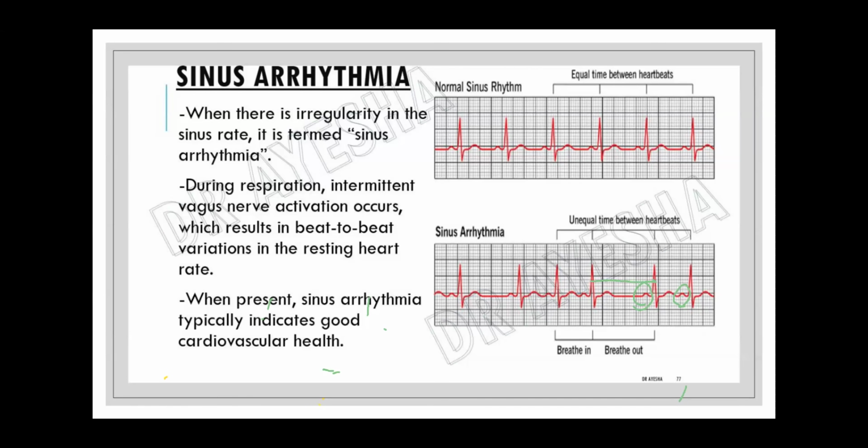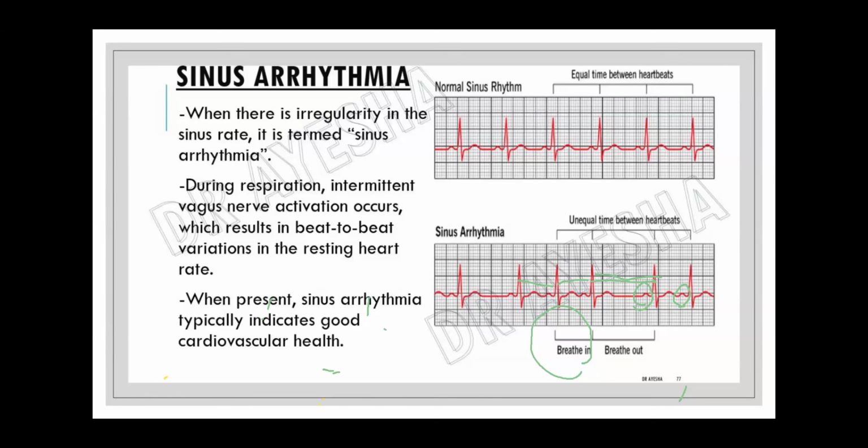So why does sinus arrhythmia occur? It is because of respiration. You can see over here, when you inhale, the complexes come closer to each other. And when you exhale, they become apart from each other. So this relation is related to your respiration. And why does respiration cause this? Because of activation of the vagus nerve.